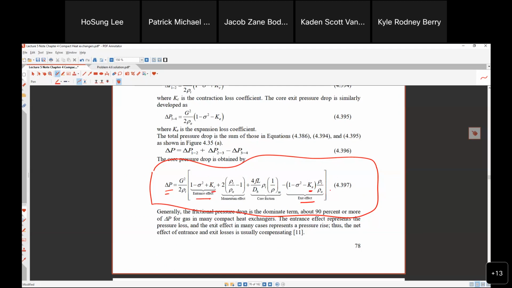The complication is the gas. The liquid is much easier. For the gas, the density changes, the pressure changes, and the density changes depend on the temperature. That's why the pressure drop in a gas heat exchanger is very complicated.